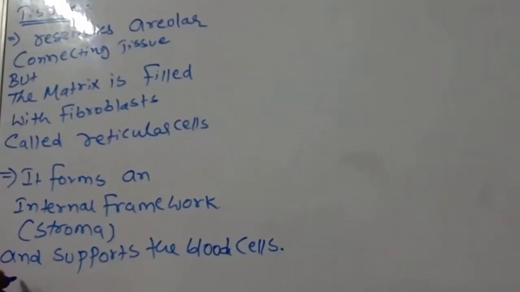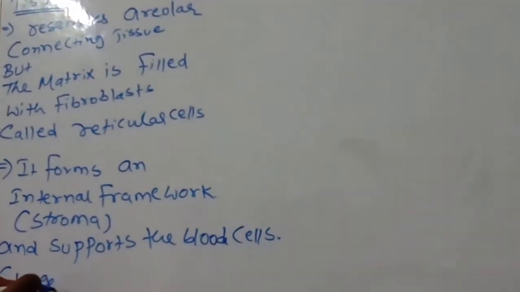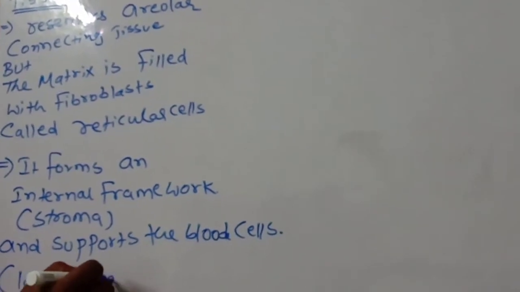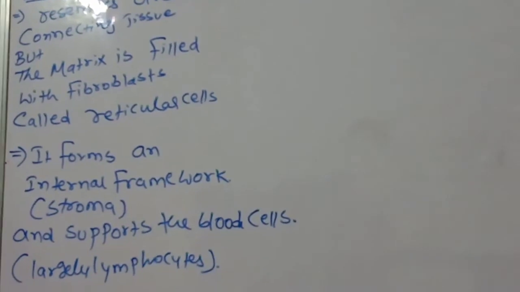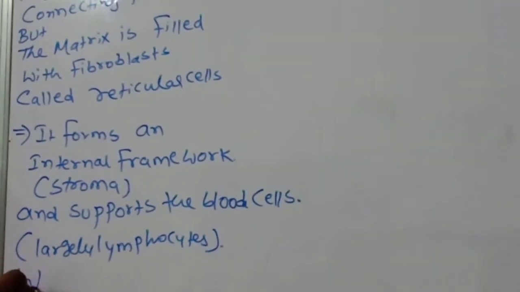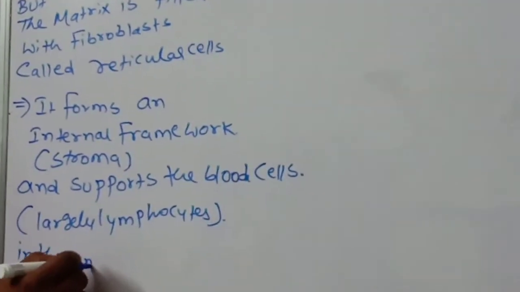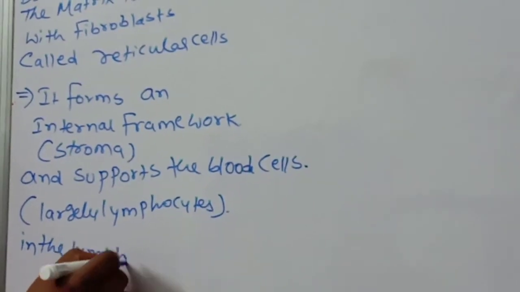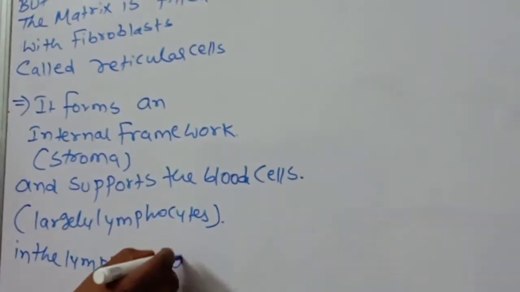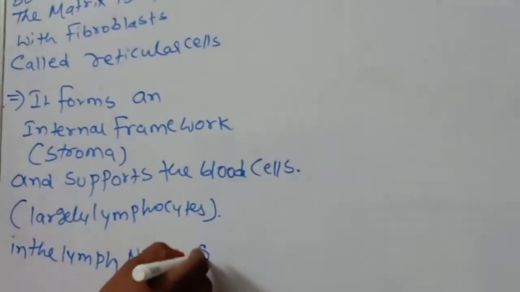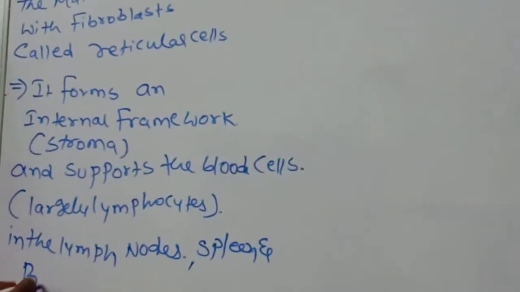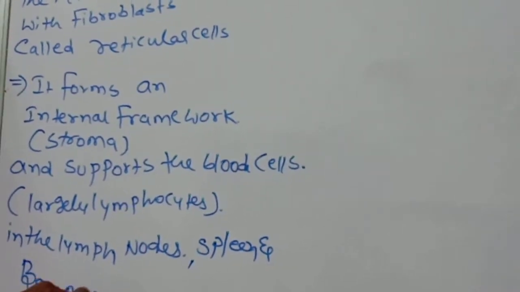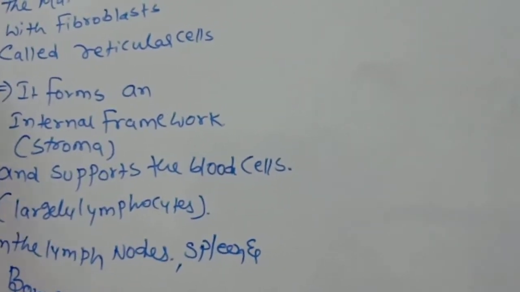Okay, children, largely lymphocytes, in the lymph nodes, spleen and bone marrow also. Like this, the characters are there.